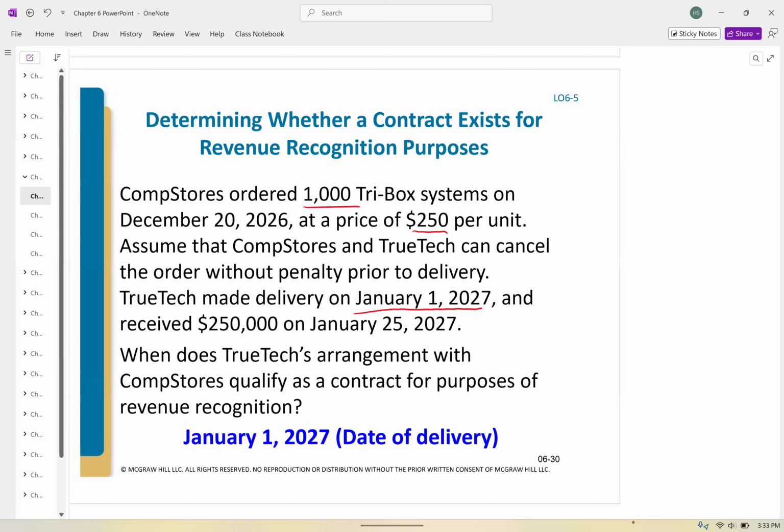Okay. When do they record? When does TruTech's arrangement with the comp store qualify as a contract for purposes of revenue recognition? January 1st, because January 1st was the day of delivery, and it said they could cancel the order without penalty prior to the delivery. Once the delivery happens, they can't do that anymore. Okay.